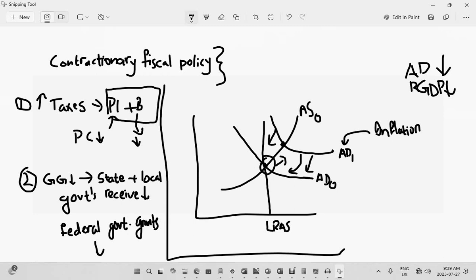And that would serve the purpose of a contractionary fiscal policy, which is to bring inflation under control by reducing aggregate demand. All right, so that will be it for this video.